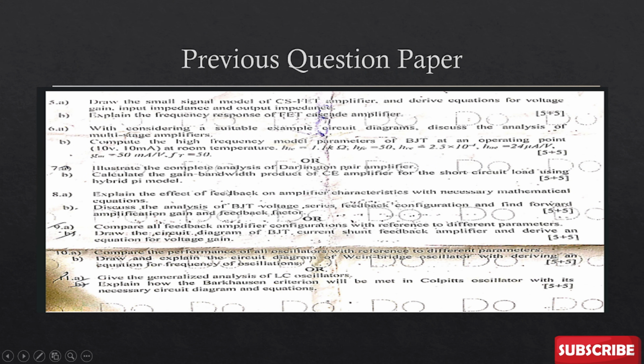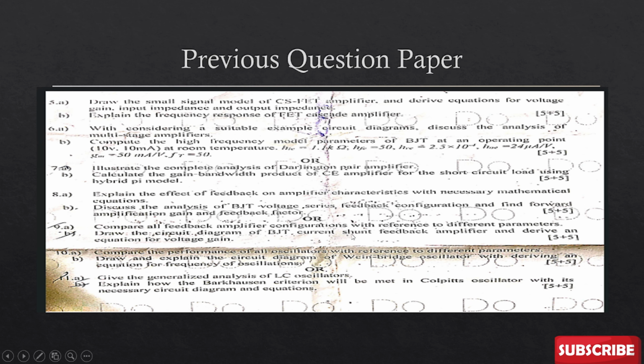And from unit 4, as I said, negative feedback amplifiers: explain the effect of feedback on amplifier with necessary mathematical equations. So what are the effects of feedback? Discuss the analysis of BJT voltage series feedback. So one question from BJT, and compare all feedback amplifier configurations. You can compare these feedback configurations with reference to different parameters, such as efficiency, gain, etc. You will have to draw a table and write gain, voltage gain, efficiency, or something like that.